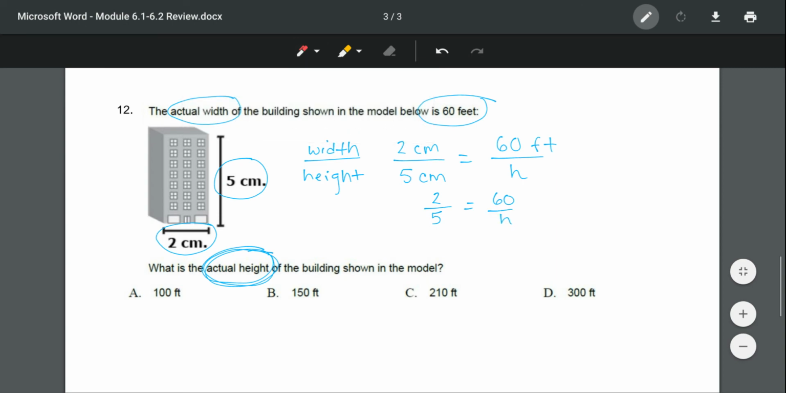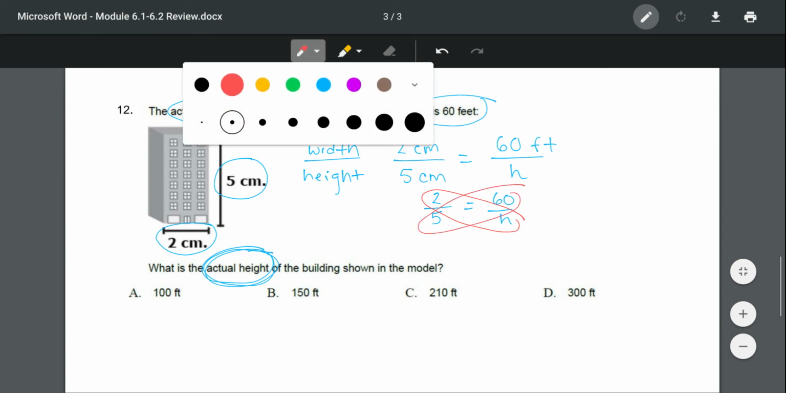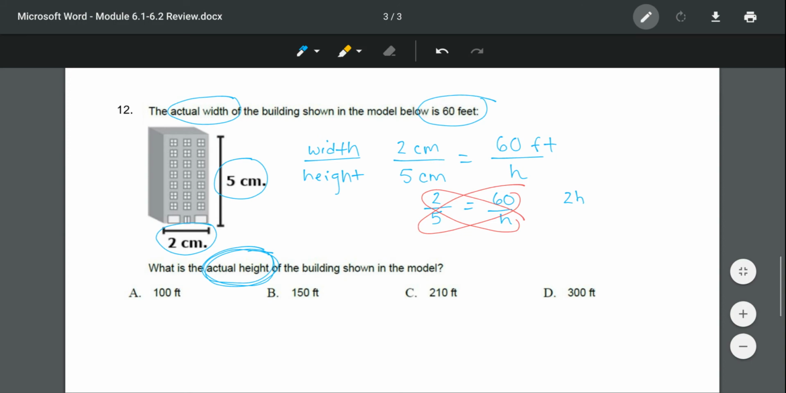So cross multiply. So you're going to get 2h is equal to 5 times 60. So 2h would equal 300. Then divide both sides by 2. So the 2's cancel out. So h would equal 150. So if you look at your answer choices, you're looking for 150 feet. So that would be selection B.